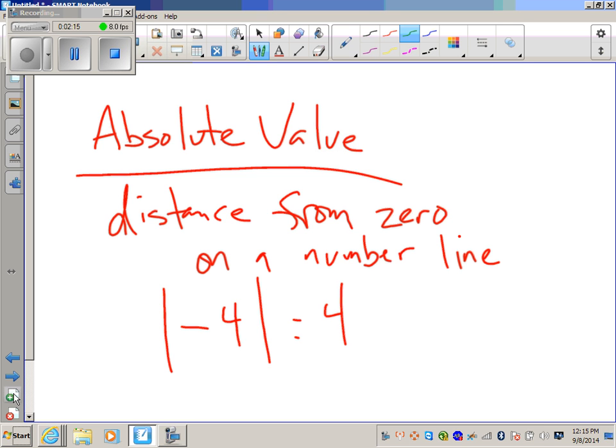Absolute value of a positive 12. How many places from 0 would you find a positive 12? 12. Not negative 12. 12. They don't care if it's positive or negative at the time. They just want to know how many places from 0 would you find it. Okay? So negative 4 is 4 places. Positive 12 is 12 places. There's a difference between absolute value and opposites.